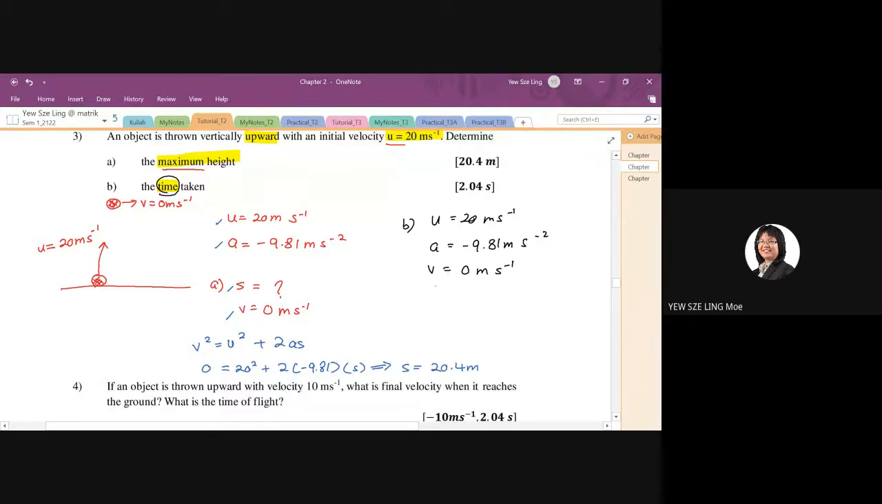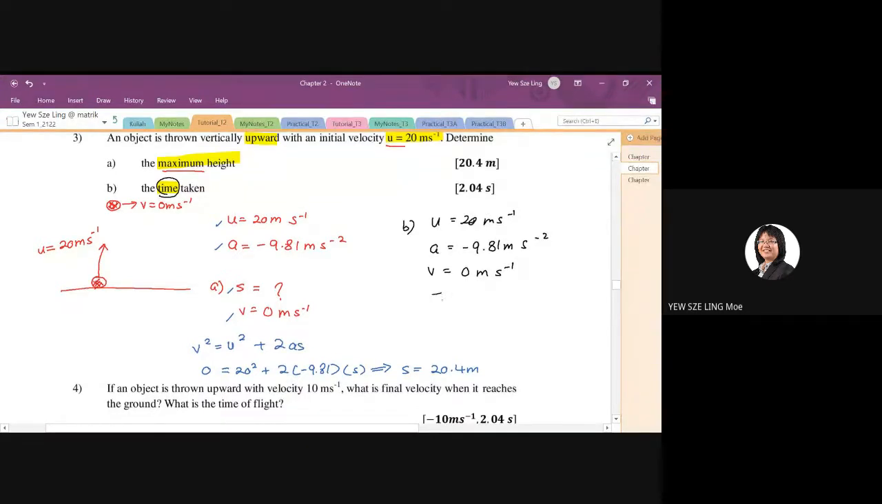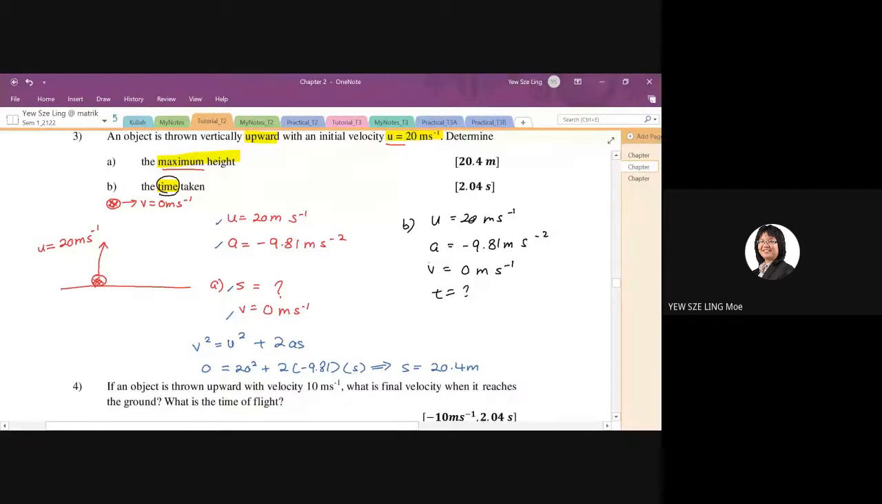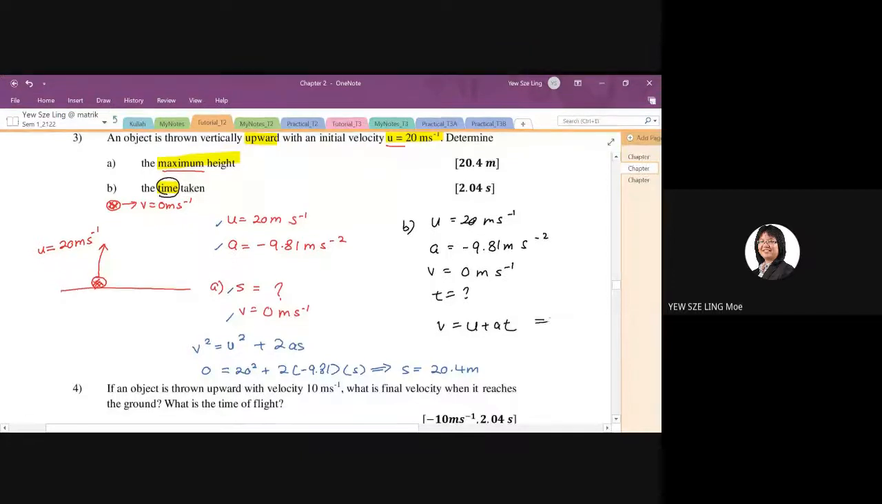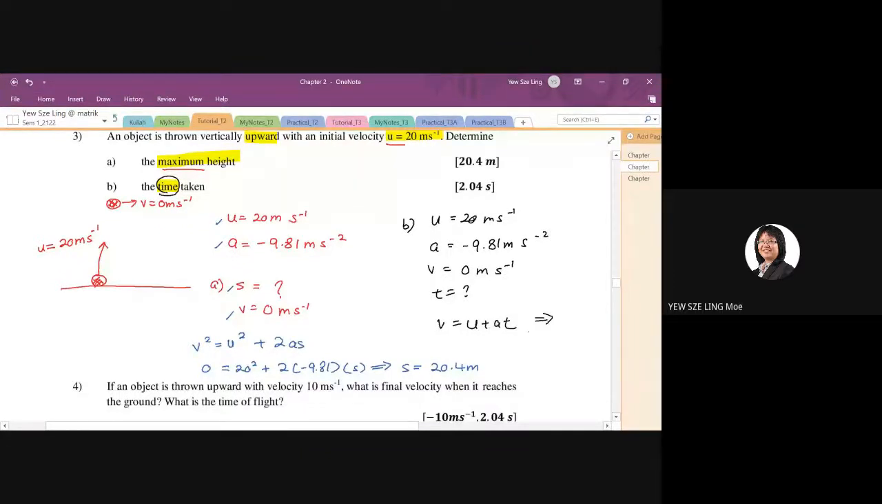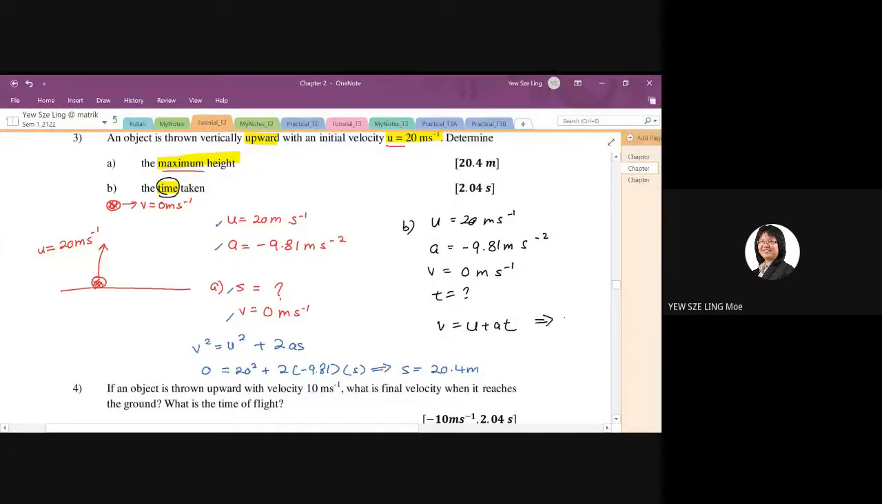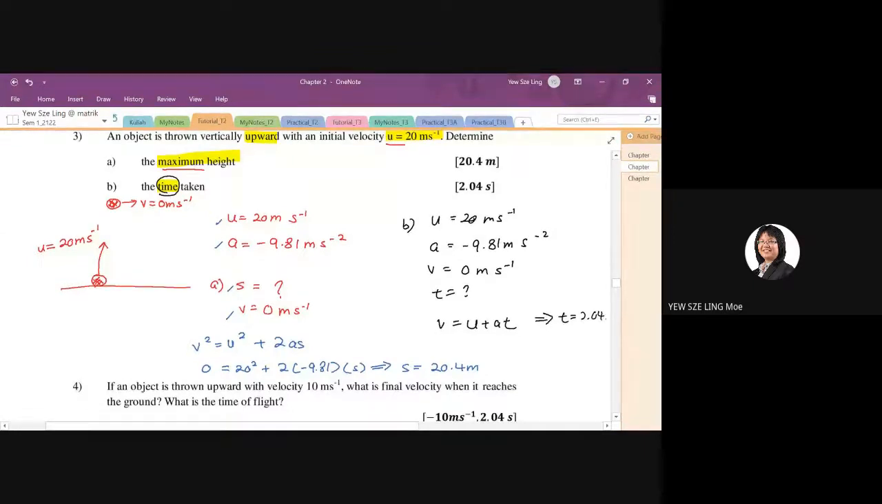Now you want to find t. The equation that contains these 4 variables is v = u + at. Substitute by yourself and then rearrange the equation, and you will get t equals 2.04 seconds.